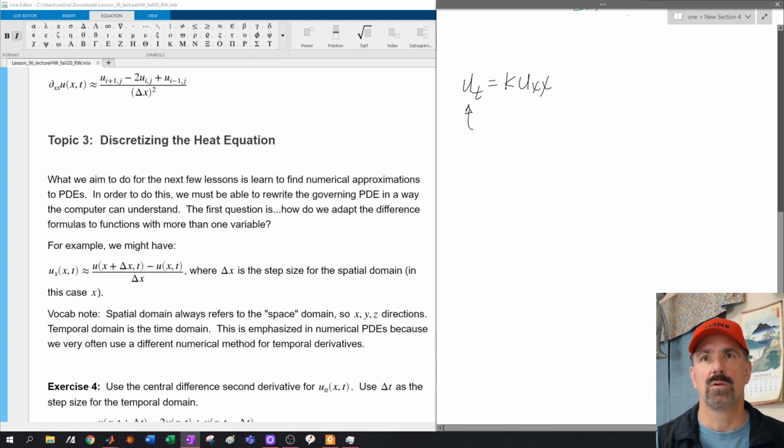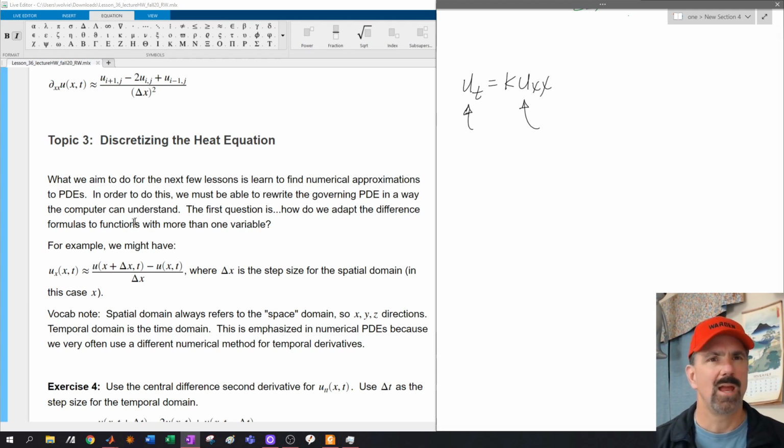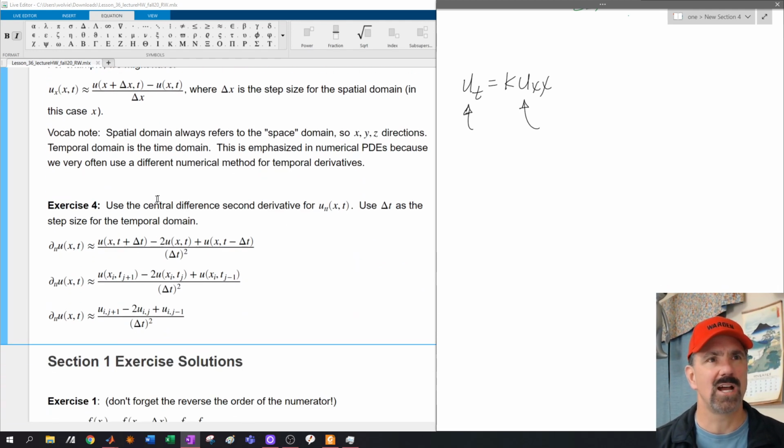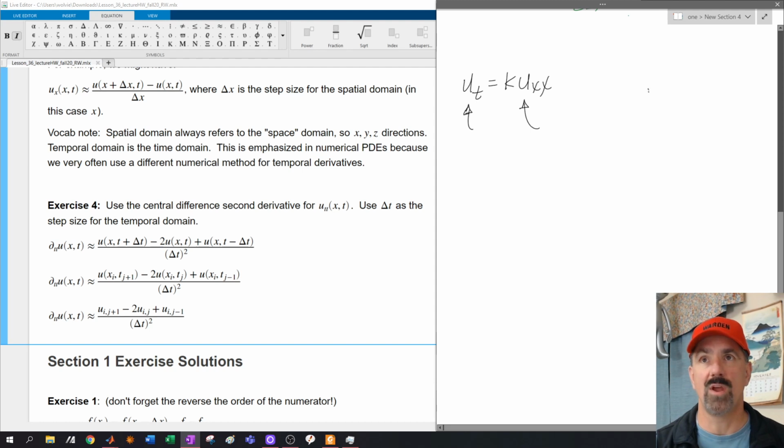So what we've learned already, we could do a forward difference, we could do a backward difference, or we could do a central difference here. And for the uxx, we have a central difference. That doesn't mean we couldn't do a forward or a backward difference, and in fact those exist. But all that we're talking about and all that we're going to use in this course is a central difference for uxx.